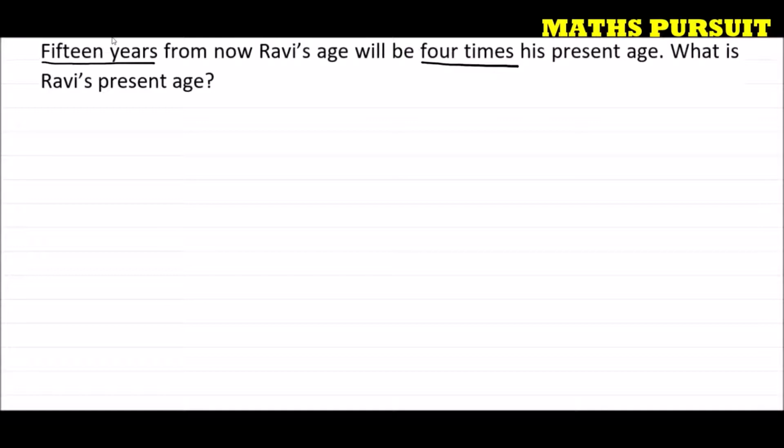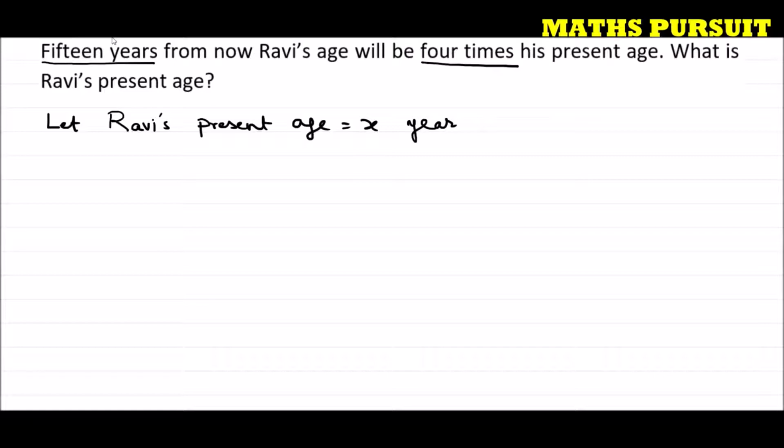Now, the question is telling us 15 years from now, Ravi's age will be 4 times his present age. Let us assume Ravi's present age to be x years. Let Ravi's present age be equal to x years. So we are assuming, because we do not know what Ravi's present age is. So Ravi's present age is equal to x years.